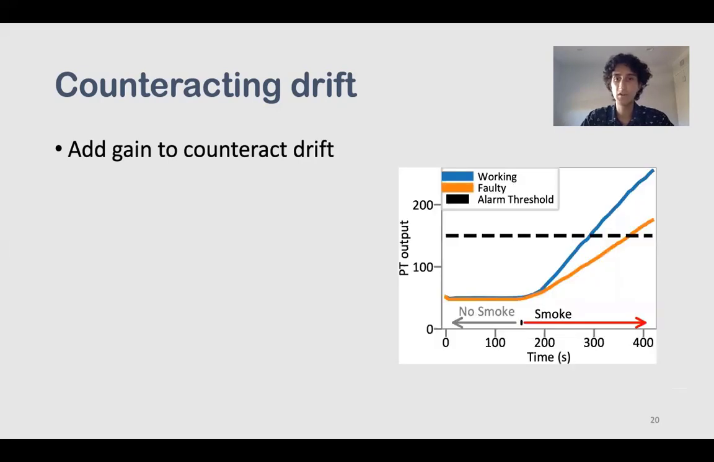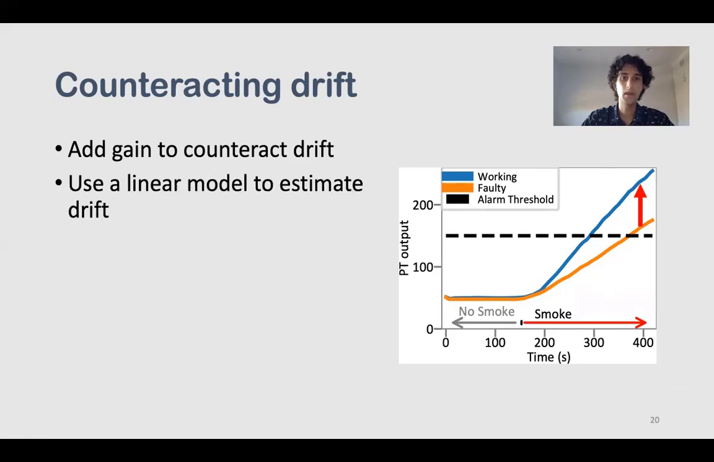Again, this graph showed how a faulty or drifted phototransistor compares against a working phototransistor. The key idea is we just amplify the output of a phototransistor from a drifted component in order to get it to work just like a working component. And as mentioned earlier, we use a linear model to estimate the amount of drift, and from that drift, we can come up with exactly how much gain to apply.